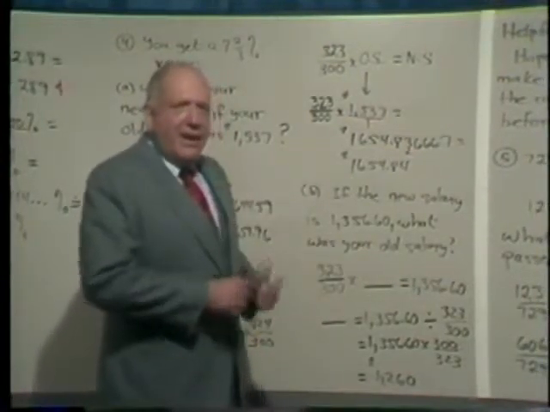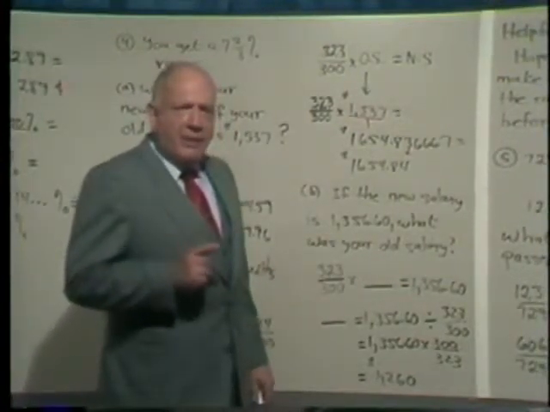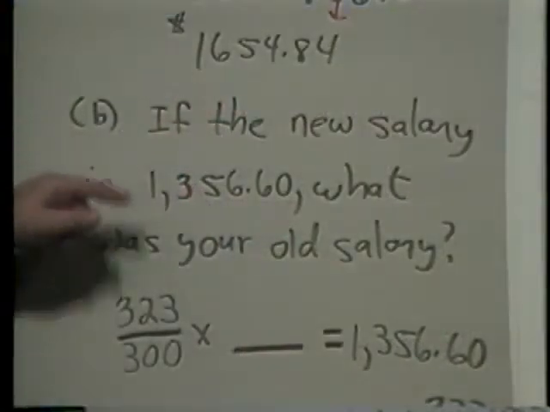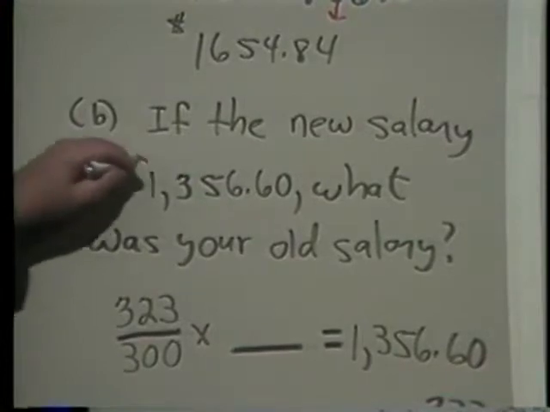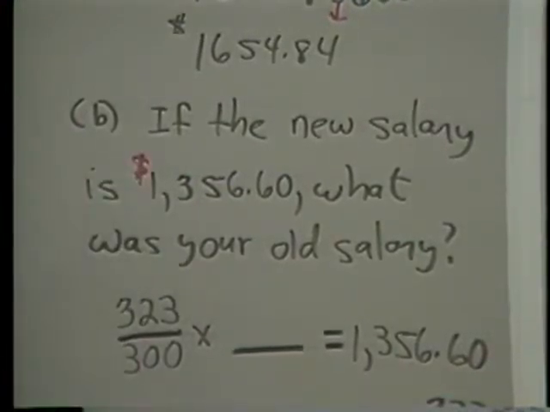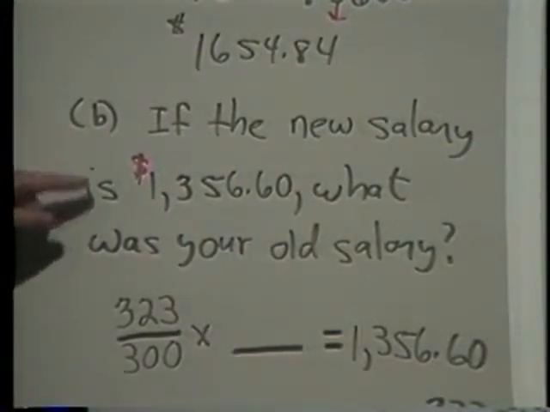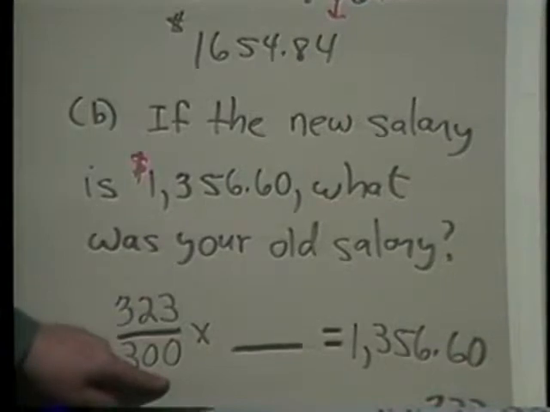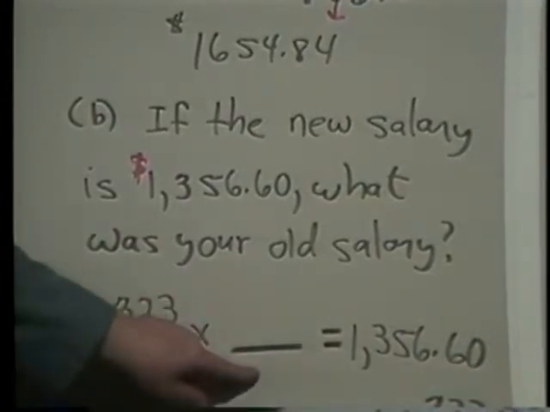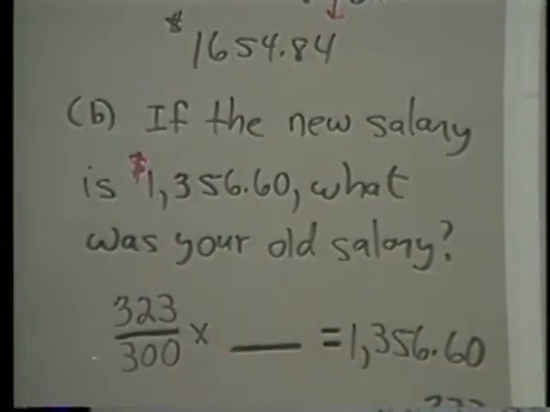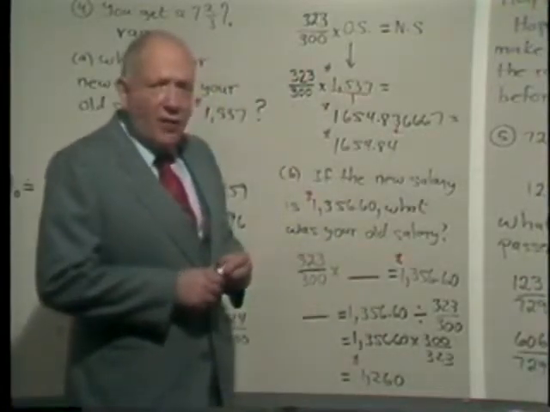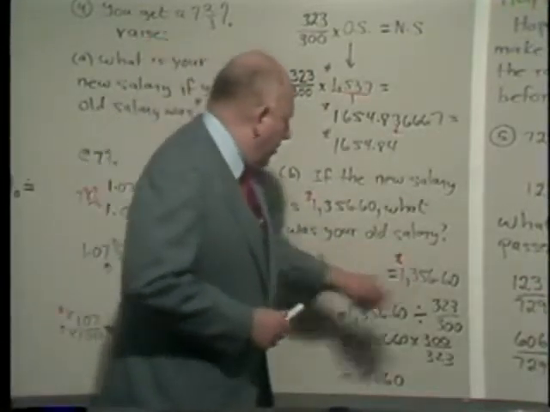Part B is the same type of problem, but now it involves a little bit more reading comprehension. In Part B, the only difference is that we're now given the new salary. We're given the salary after the raise, not the salary before the raise. You see, the formula is still 323 over 300 times the old salary equals the new salary. The difference is the $1,356.60 replaces the new salary.